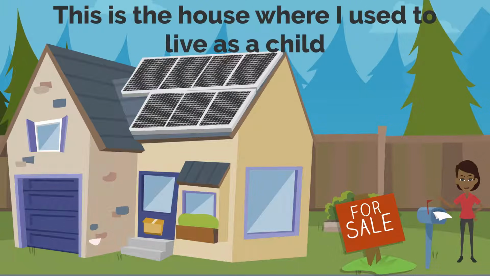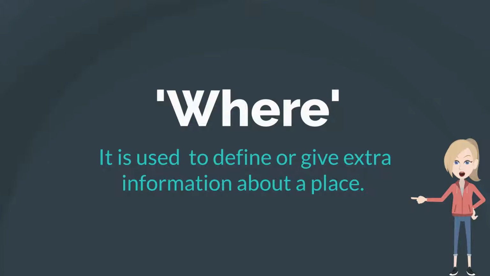This is the house where I used to live as a child. Where is used to define or give extra information about a place.